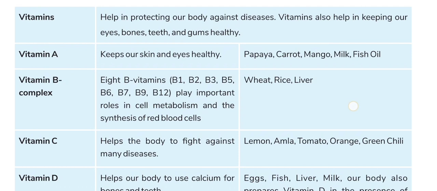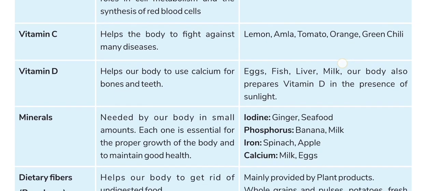Vitamin A keeps our skin and eyes healthy. Papaya, carrot, mango, milk, fish oil. Vitamin B, complex of 8 B vitamins: B1, B2, B3, B5, B6, B7, B9, B12. They help in cell metabolism and the synthesis of red blood cells. Wheat, rice, liver. Vitamin C helps the body to fight against many diseases.